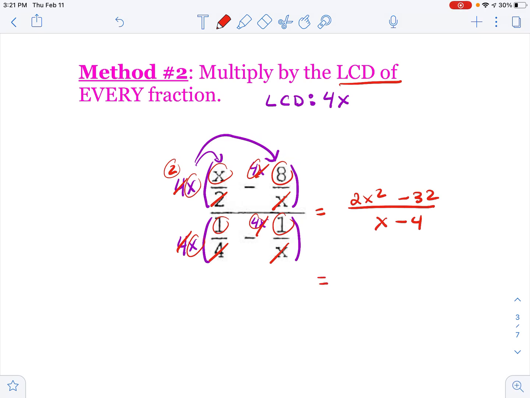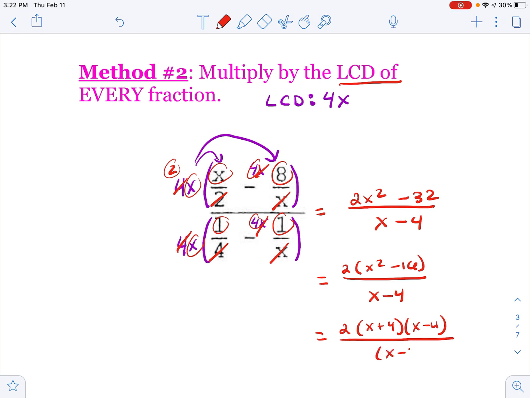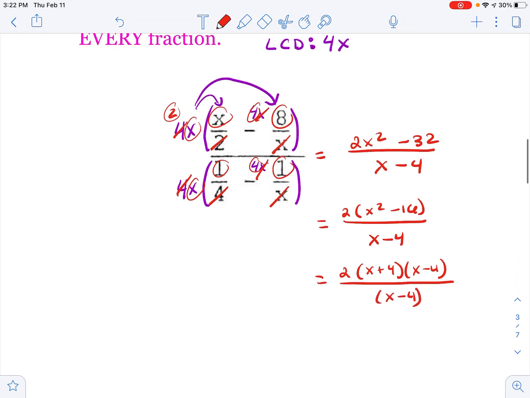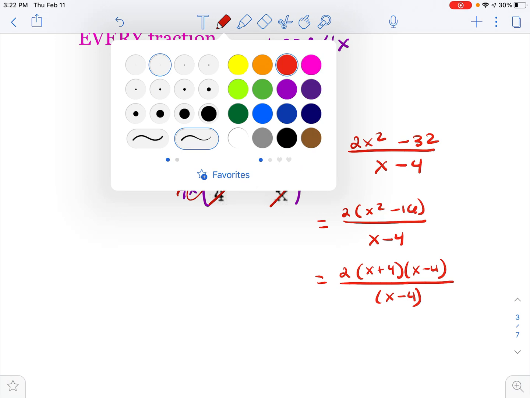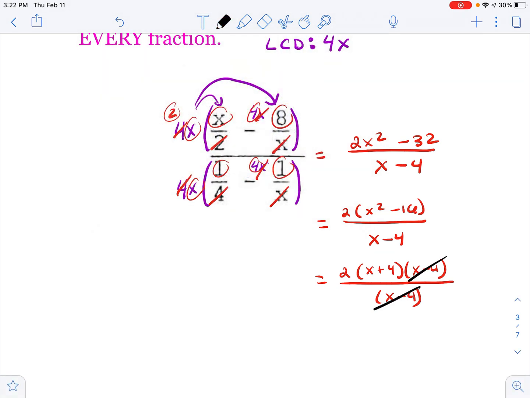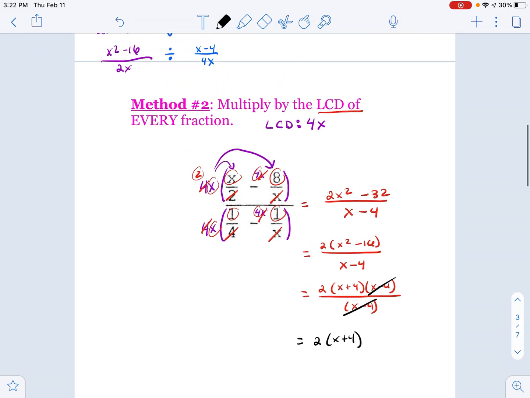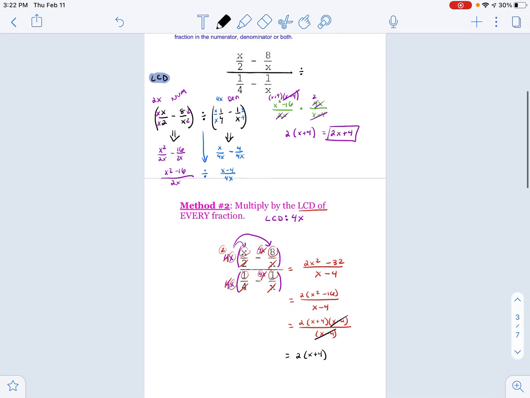Okay, now we reduce the same way we've reduced every other question. We factor, so in this case, we factor the GCF, and then we factor the difference of two perfect squares, so x plus 4, x minus 4. And then we cancel out any common factors. So in this particular case, x minus 4 and x minus 4 cancel, and we end up with 2x plus 4, which is exactly the same answer as we got above.